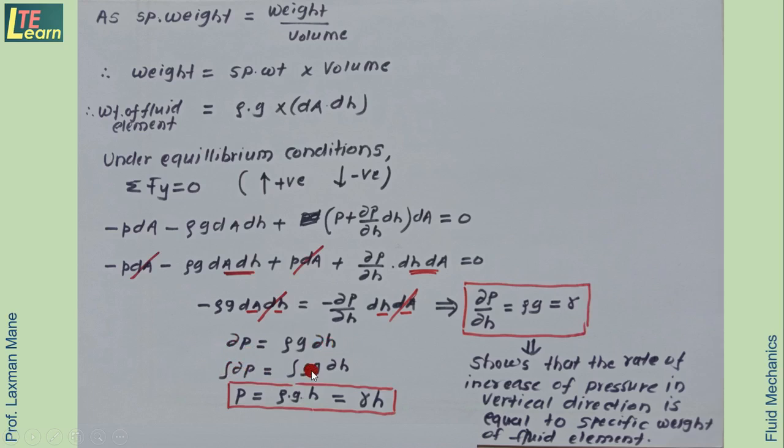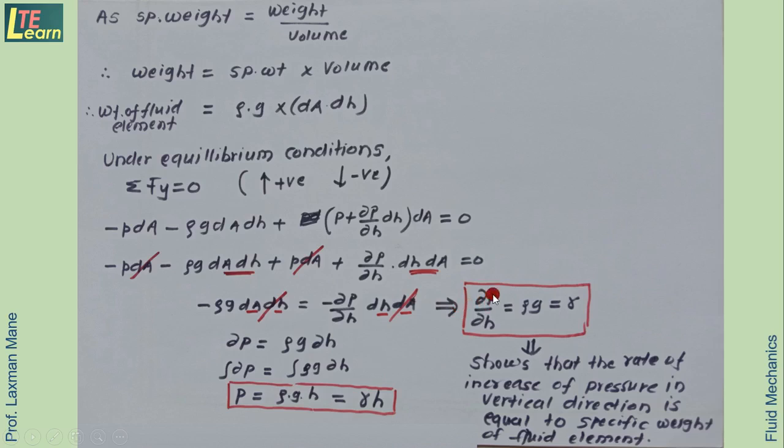Take integration of both sides. The integration of dP is P, meaning pressure. In the integration of rho g dh, rho is density and g is acceleration due to gravity. These are constants, so they come out of the integration, and the integration of dh is h. So P is equal to rho g h. Rho into g is gamma, meaning specific weight. So pressure is equal to gamma into h.